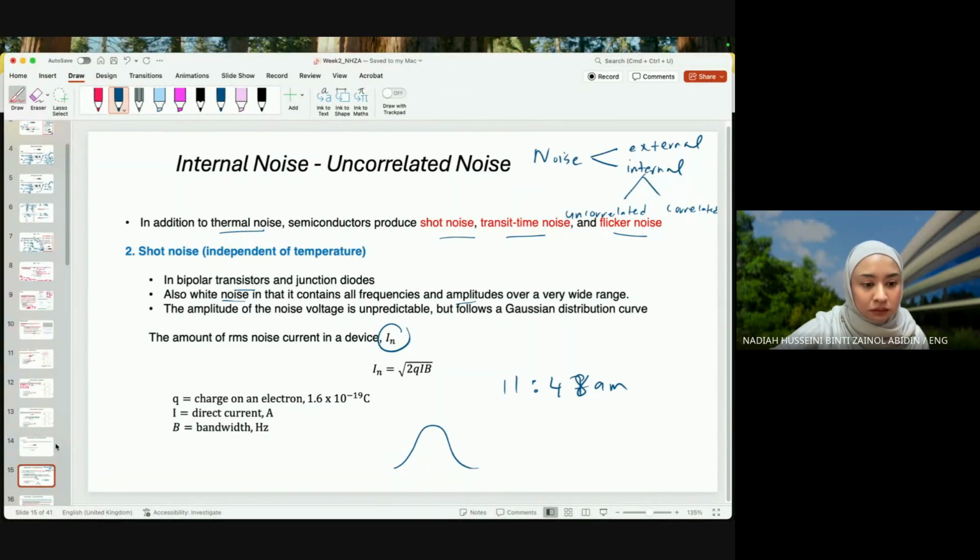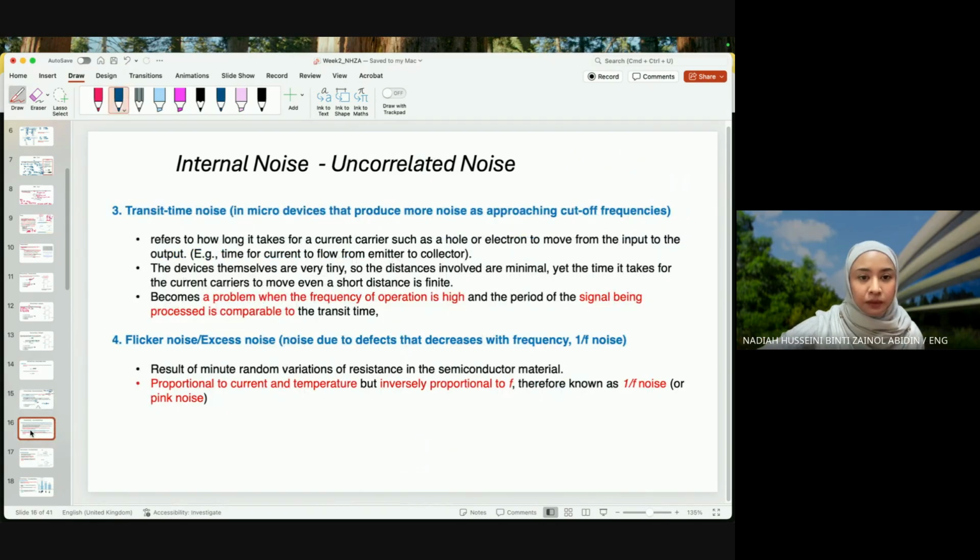Another uncorrelated noise is transit time noise in microwave devices, which produce more noise as they approach cutoff frequencies. I don't know if you know what cutoff frequency is, but we will learn about it later. And then we have flicker noise or excess noise, noise due to defects that decreases with frequency. So this one approaches cutoff frequency. This one is noise due to defects that decreases with frequency.